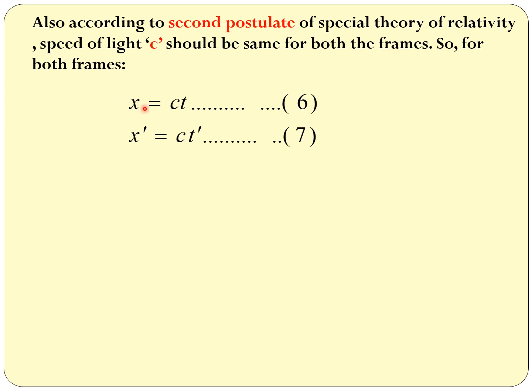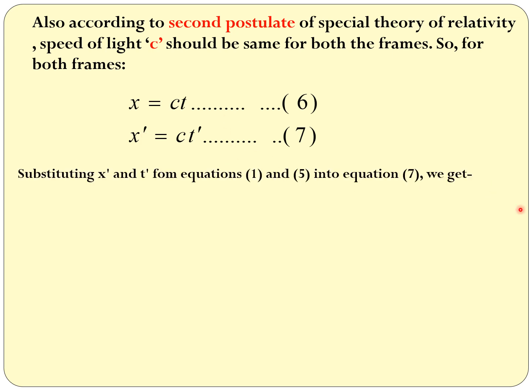So the distance covered in the S frame will be the velocity of light into t. c into t will give us the distance x. In the S prime frame it will be c into t prime, because the speed of light here is also c, not c prime. So it will be c into t prime, and it gives us the distance x prime. And we put the values of x prime and t prime from equation number 1 and equation number 5, which we have seen in the last slides, into this equation number 7.